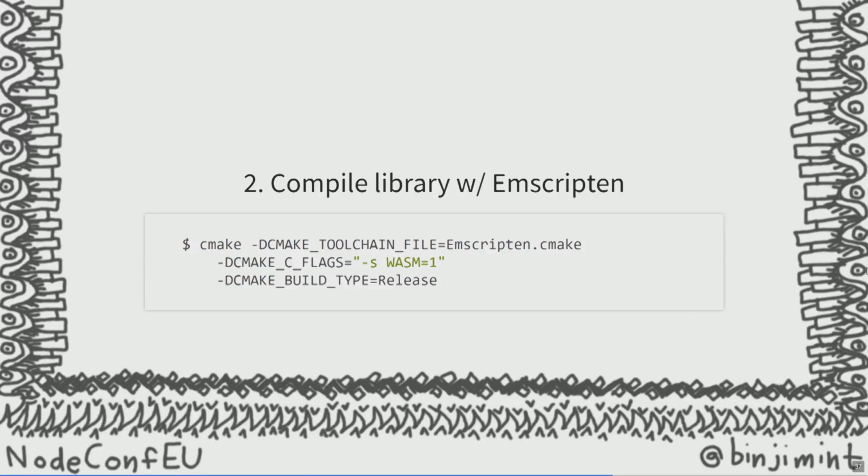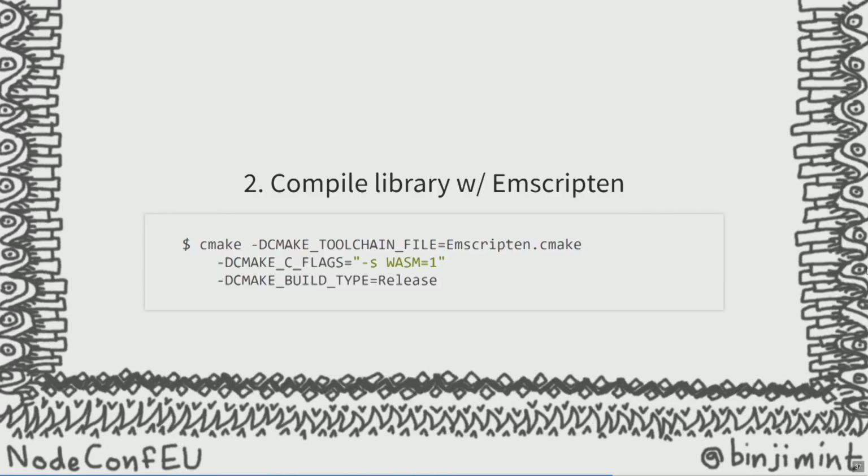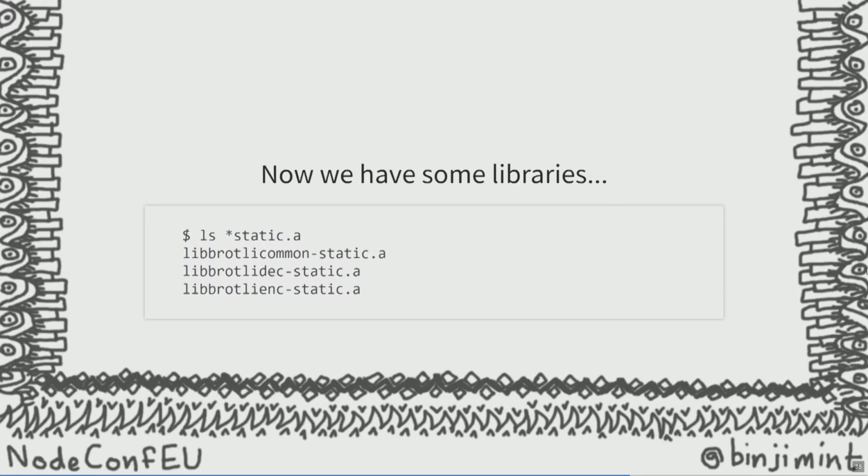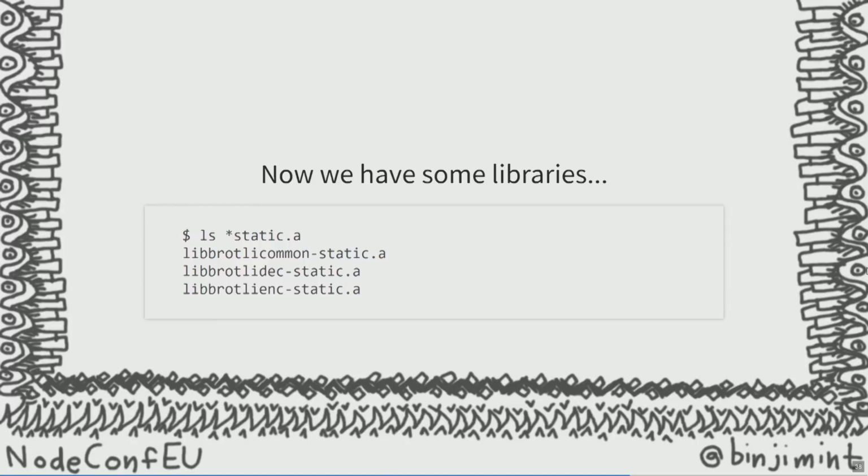That's all that's doing. Then you pass in this flag here, -s wasm. What that's saying to Emscripten is, generate WebAssembly code. And then finally, I say, build the release version of it. All right, so I do that, and I have some library files. And so the library files it generates are a decoder and an encoder, and then some common bit that's shared between the two.